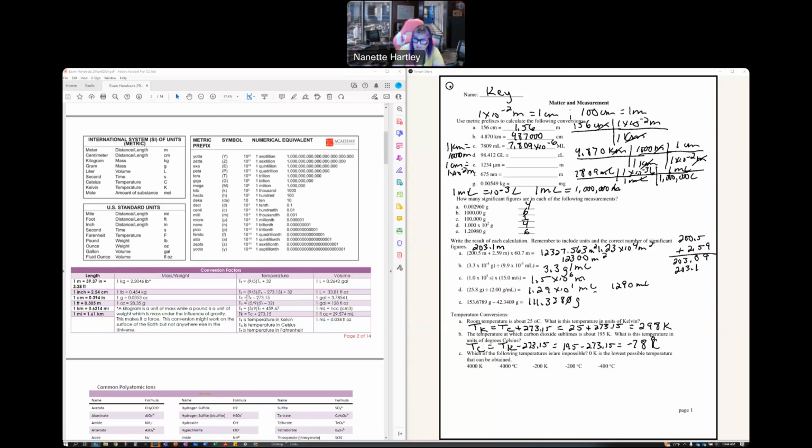Okay. What is Celsius? It is degrees C. Which of the following temperatures are possible? 0 Kelvin is the lowest possible temperature that can be obtained. Okay, so 4,000 Kelvin looks okay to me. And 4,000 degrees C and 4,000 Kelvin both look okay to me. And look at this one. That's a negative Kelvin. I'm not okay with that. So I don't think that works. The negative 200 degrees C.